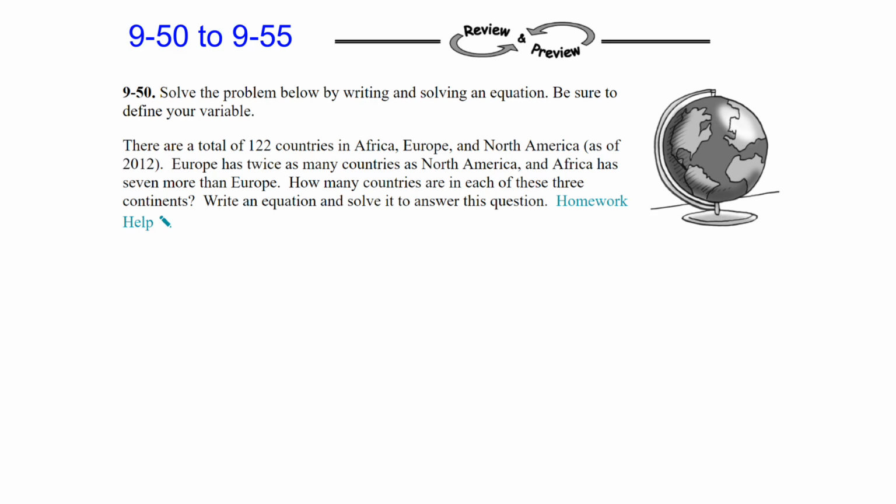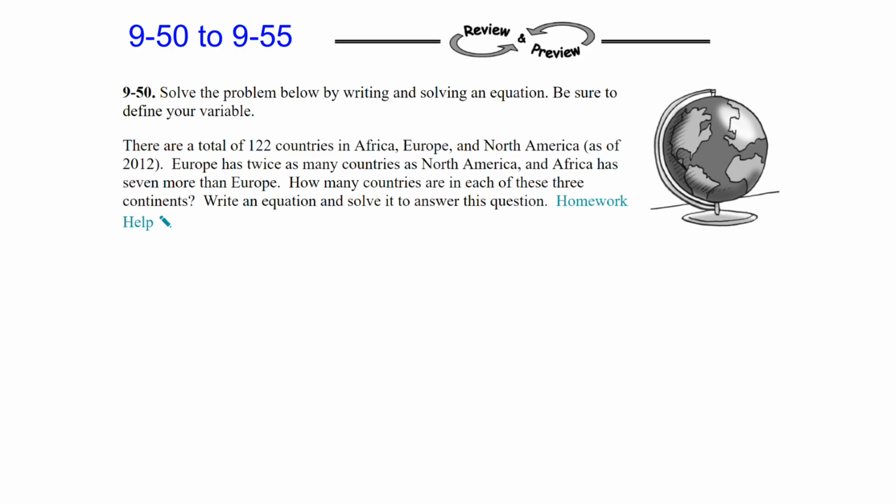Question 50. Solve the problem below by writing and solving an equation. Be sure to define your variable. There are a total of 122 countries in Africa, Europe, and North America. Europe has twice as many countries as North America, and Africa has 7 more than Europe. How many countries are there in each of the 3 continents? Write an equation and solve it to answer this question.